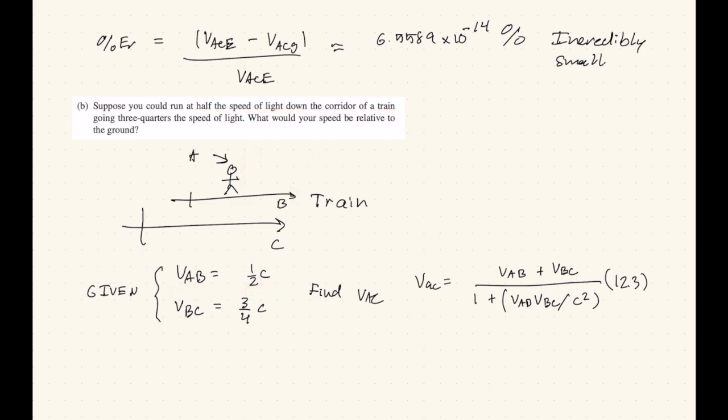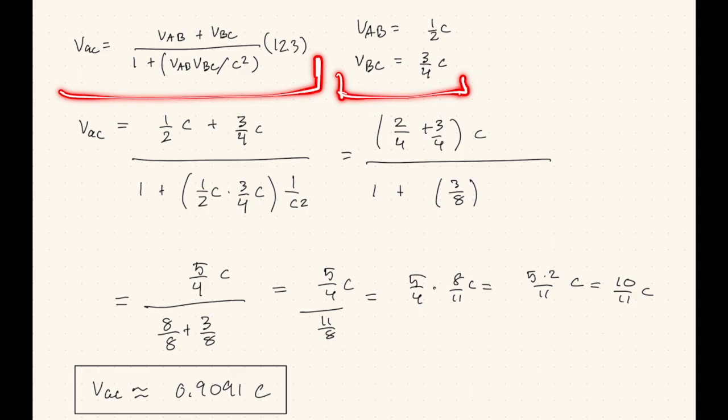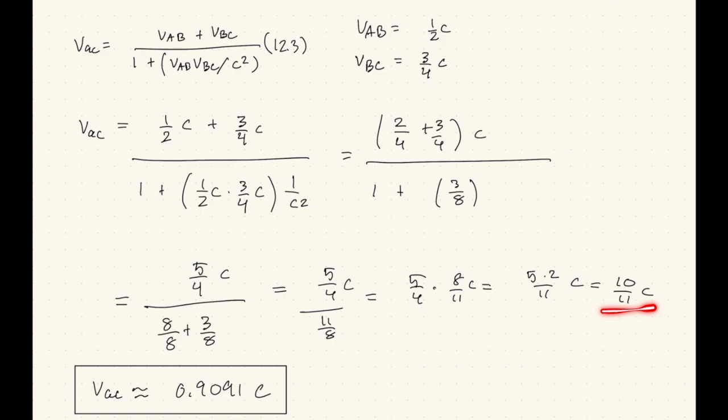Then it's saying that the train is going at 3/4 the speed of light. So that is the velocity of B with respect to C. VBC equals 3/4 c. And we're asked to calculate VAC. We're using Einstein's rule again. I rewrote it for clarity and wrote it again just as a reminder, and I rewrote our values. And from this point forward, it is plug and chug. And at the end of it all, you get 10/11c, which is still less than the speed of light.